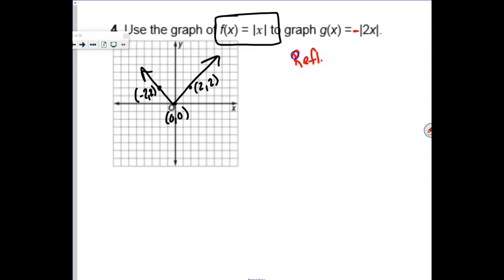I know it's a reflection, but which way? Yeah. So you say reflection over the x-axis. You have to specify where you're reflecting in PreCalc because we have multiple reflections now.